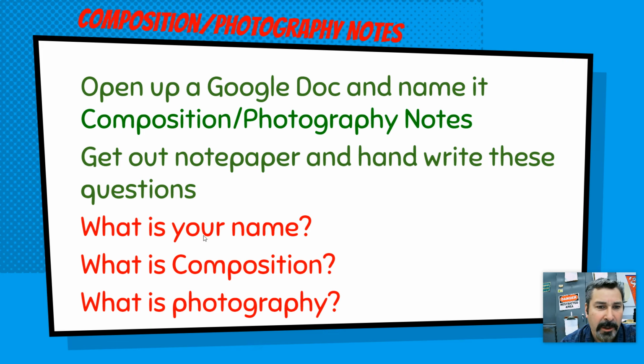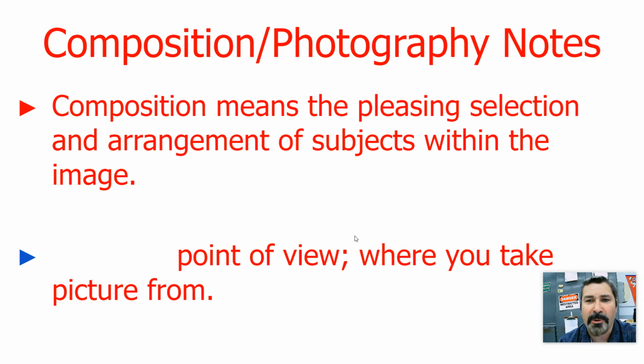This part is handwritten. At the top of your notes, write Composition Photography Notes. Put your name. What is composition? Look that up. What is photography? Look that up and answer that in your notes. All right, and then anything in red, make sure you write it down. You can write this down in your own words.